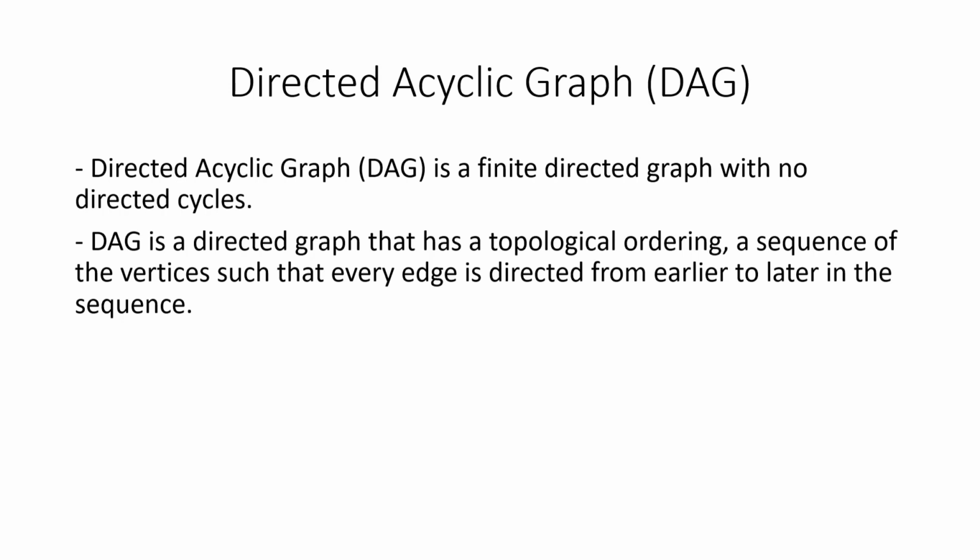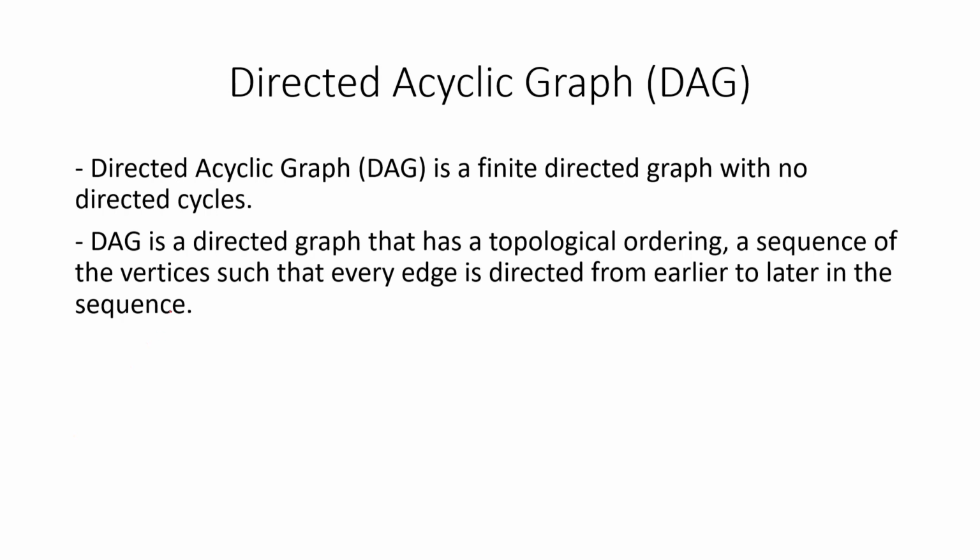Okay, and the next thing is a directed acyclic graph. A directed acyclic graph is a finite directed graph with no directed cycles. The directed acyclic graph is a directed graph that has a topological ordering, a sequence of the vertices such that every edge is directed from earlier to later in the sequence.